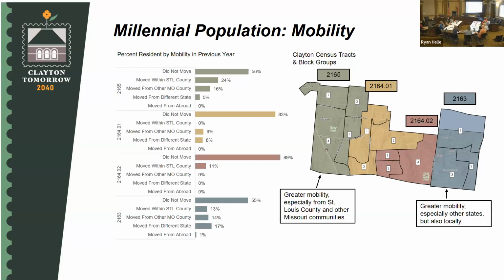You can see, for example, in the yellow section, 83% did not move. So 83% of folks living in this section have lived here for several years. They're not that more transient population.